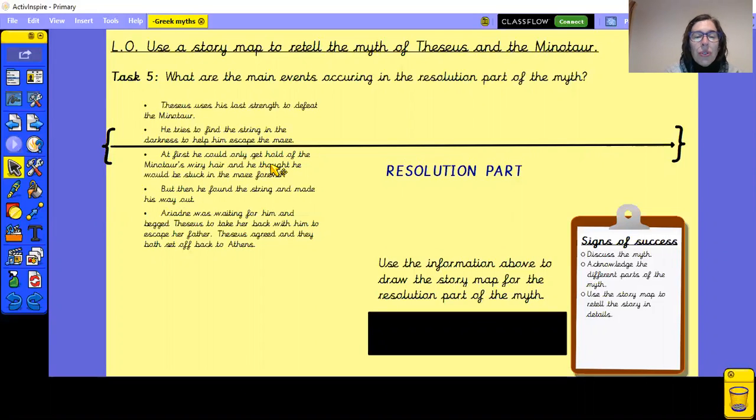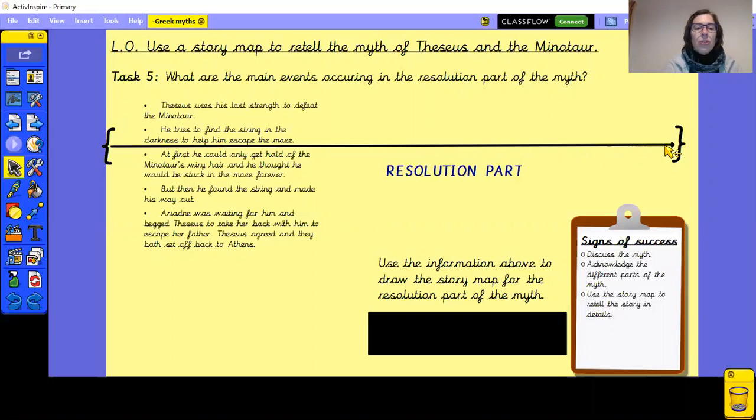At first, he could only get hold of the Minotaur's weary hair, and he thought he would be stuck in the maze forever. But then he found the string and made his way out. Ariadne was waiting for him and begged him to take her back with him to escape her father. Theseus agreed, and they both set off back to Athens. So these are the main events that you should have in the resolution of the myth. You might have a tiny bit more, you might have more details. So make sure you've got it right.